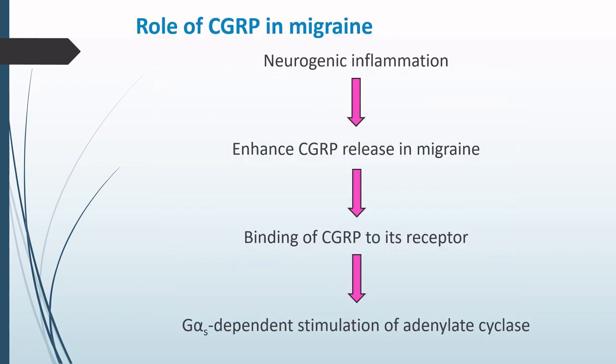Now let us have a look at the role of CGRP in migraine. As we already know, because of migraine there will be neurogenic inflammation. And due to this neurogenic inflammation, there will be increased release of CGRP protein. Now this CGRP protein will be released from the trigeminal ganglions. So once this CGRP protein is released, it will bind itself to the receptor. And once the CGRP is bound to the receptor, there will be the stimulation of the G alpha subunit. Because of the stimulation of the G alpha subunits, there will be the stimulation of the adenylyl cyclase.